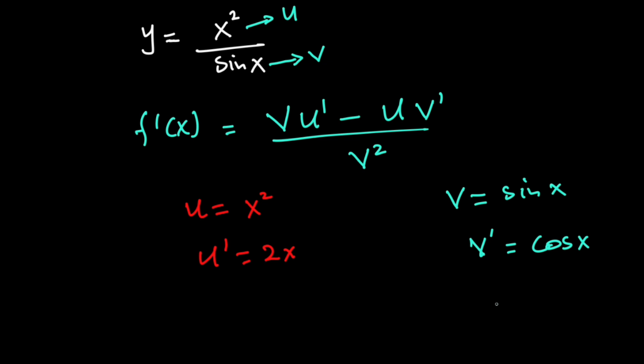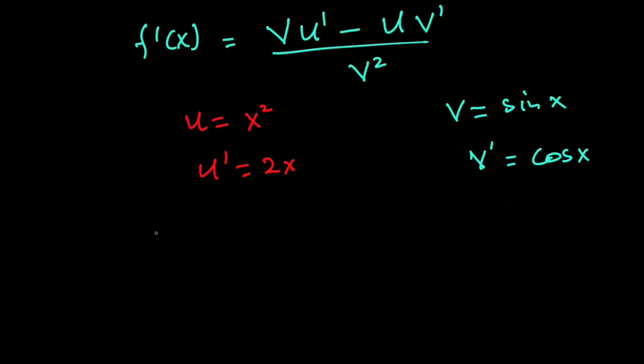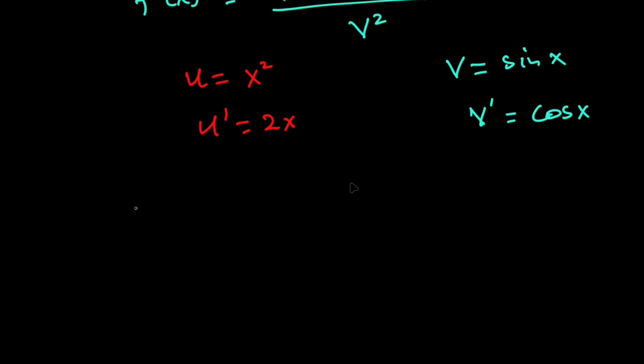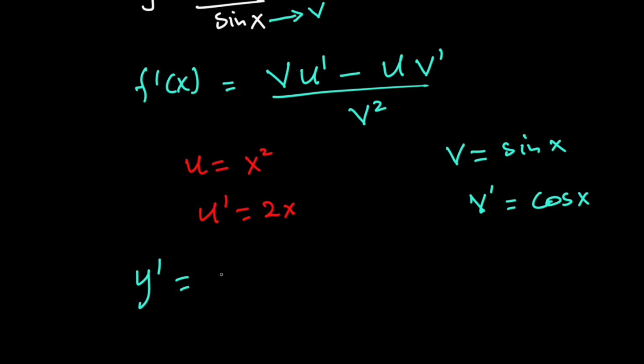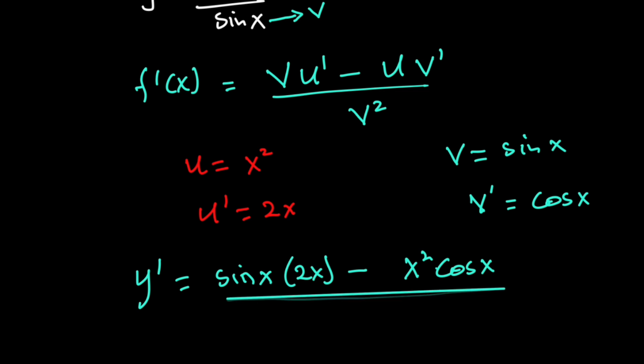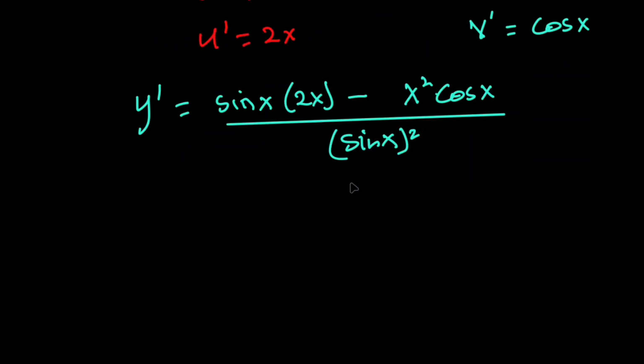So we know everything in this formula. We can just go ahead and do the substitution. Therefore, y prime is equal to v, where v is sine x, so we have sine x multiplying u prime, which is 2x, so times 2x, then minus u, which is x squared, multiplying v prime, which is cos x, all divided by v squared, where v is sine x, so we're going to be getting sine x squared. Then from here we go ahead and clean this up.